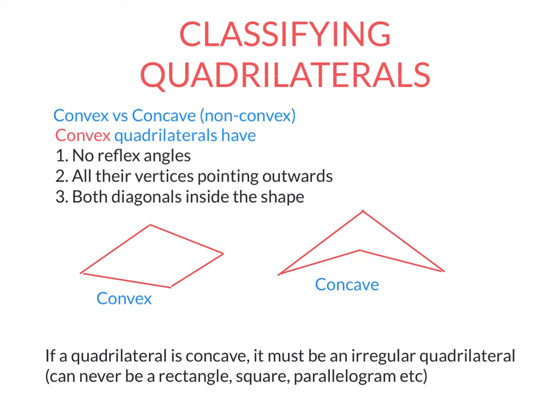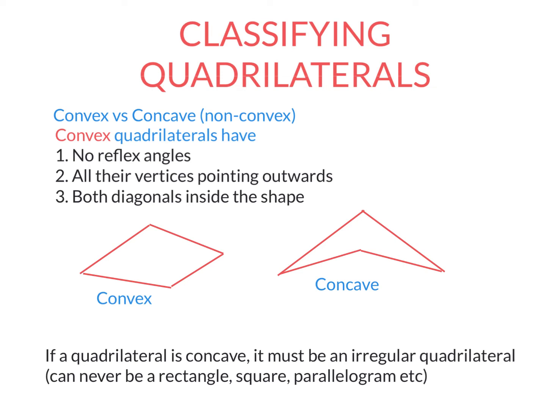So this shape here is convex. So you can see firstly it has no reflex angles. There's clearly no angles here bigger than a straight angle, bigger than 180 degrees. Secondly, all its vertices point outwards. So these are the 4 vertices or corners. You can see that all of them are pointing out. They're all pointing away from the center of the shape, which is about there.